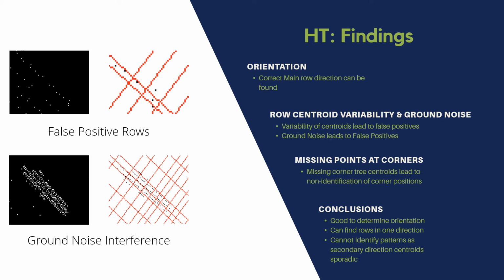So overall, the Hough transform was good for determining the main row orientation. It could find rows in one direction, but not in the secondary direction due to centroid sporadicity. It may be quite useful to be used as a precursor to template matching techniques.